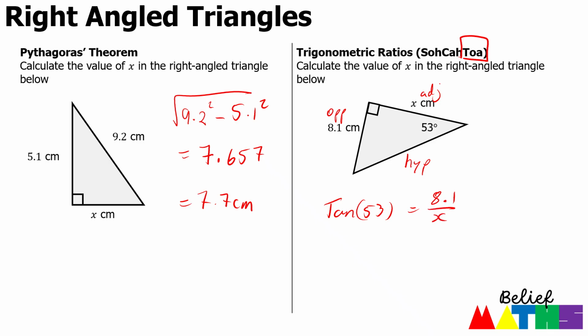Now remember, when the x is on the bottom, the unknown, you just swap the x with the tan. So we get 8.1 over tan 53. And that gives us an answer of 8.1 over tan 53. And we get 6.1 as our answer to 1 decimal place. Okay, which makes sense.